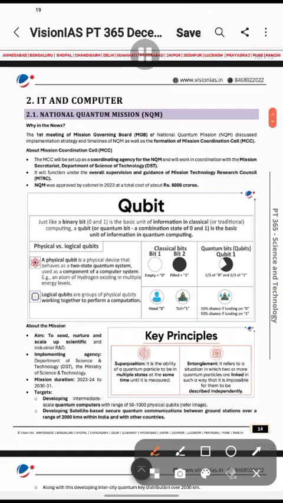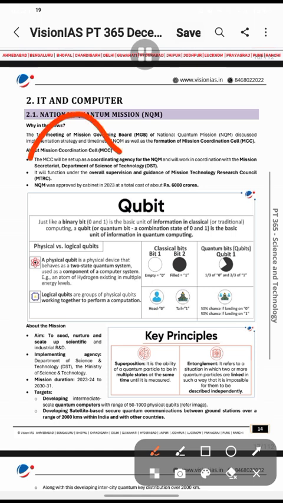IT and computers. National Quantum Mission. The first meeting of the Governing Board of the mission was held. The National Quantum Mission discussed the implementing agency and the formation of the coordination. The Secretariat of the Department of Biotechnology is the coordinating agency for the mission.